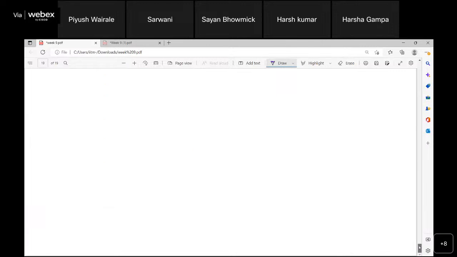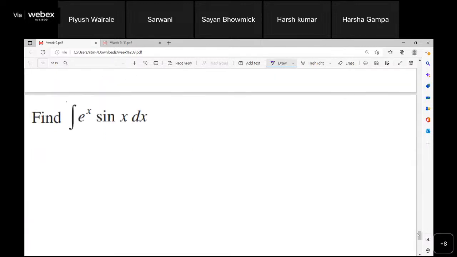Now this is the last question. Which one is the first function? Which one is the second function? Tell me. Sin x will be the first function, e to the power x is the second function. Yeah. So what is this integral?